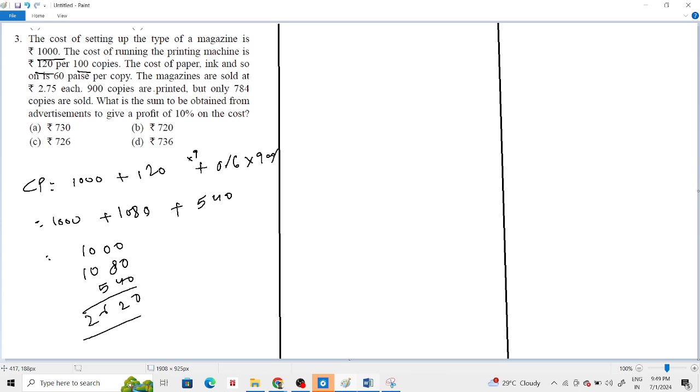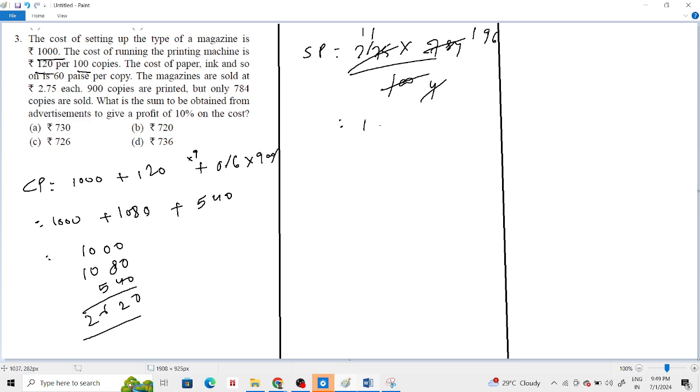The magazines are sold at rupees 2.75. So what is the total SP? Total SP is 2.75 into 900. But only 784 are sold. 784. So 25 ones are 25, 4 ones are 4, 4 nines are 36, 4 sixes are 24.